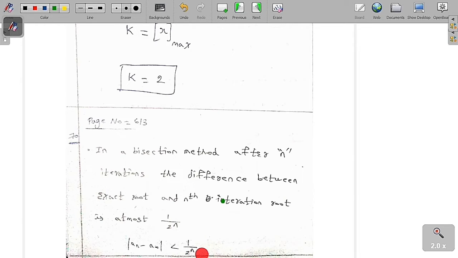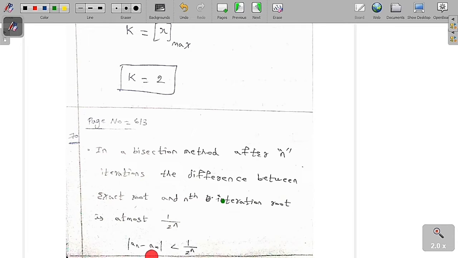So n is the number of times that you are doing the iteration. The magnitude of a_n minus a_0 is less than or equal to 1 by 2 to the power of n, where a_n is the nth iteration root and a_0 is the exact root. In the bisection method, after n iterations, the difference between the exact root and the nth iteration root is at most 1 by 2 to the power of n.